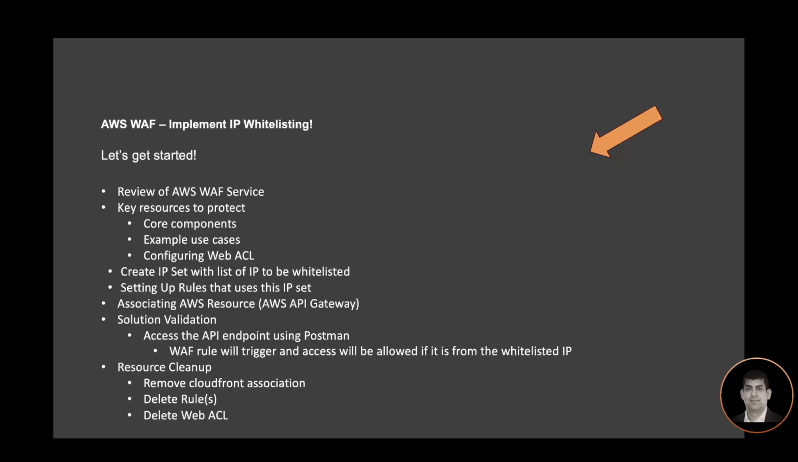We will validate the solution. I will access the API endpoint using Postman, and then the WAF rule will trigger and access will be allowed if it is from the whitelisted IP. At the end, we will do a resource cleanup. So we will remove the CloudFront association, we will delete the rule, we will delete the WebACL, and we will do this cleanup just so we don't incur ongoing charges in our AWS account.